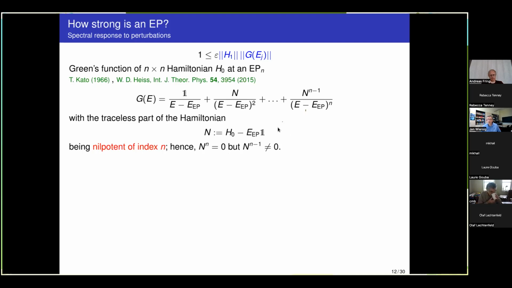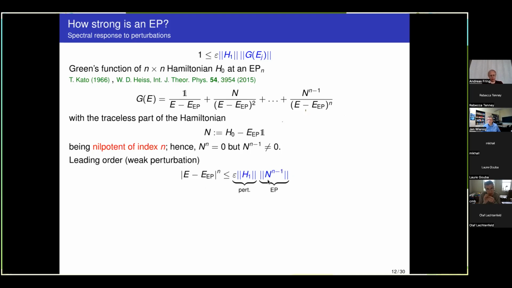Now what we do is we assume that the energy eigenvalues of the perturbed system, which enter here in the Green's function, are nearby, because we assume that the perturbation is weak, so they are also close to the energy eigenvalue of the exceptional point. So then we can restrict ourselves to the leading order term, the last one, to highest order. We plug this in, we multiply here by the energy difference to the power of n, and we get this expression.